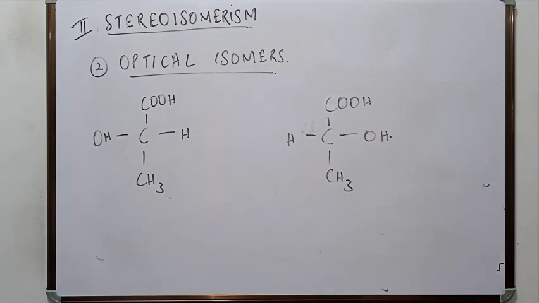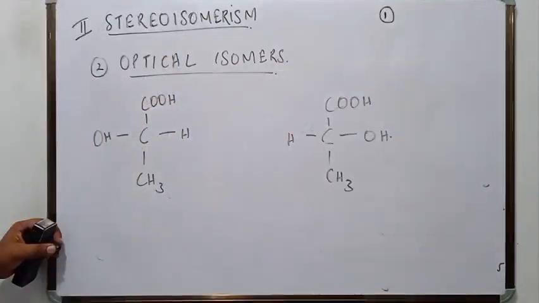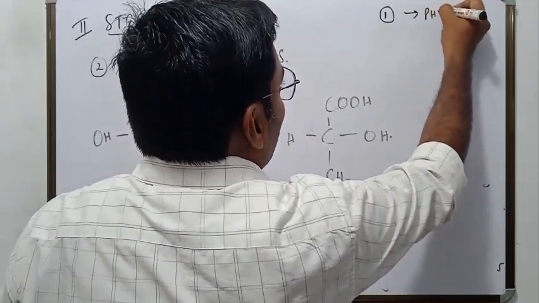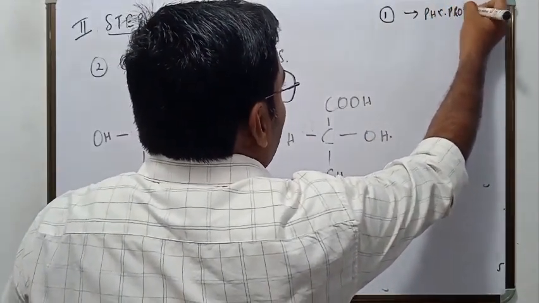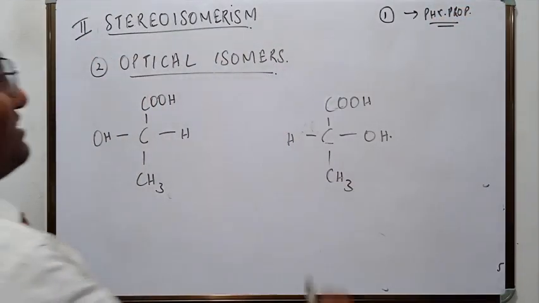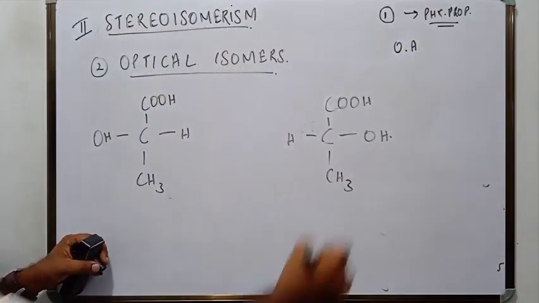Now optical isomers are the same in all the physical and chemical properties. There is only one difference, and that difference is in one of its physical properties. Can you guess the physical property in which it is different? Yes, it is different in its optical activity.